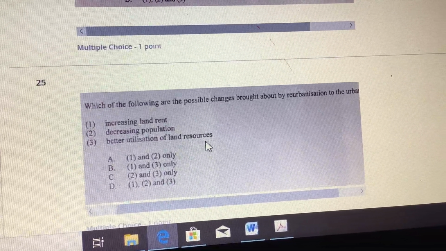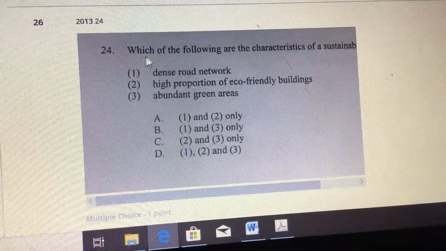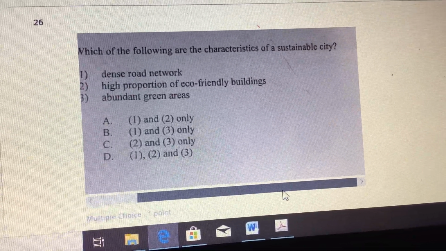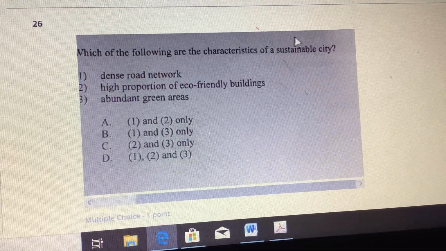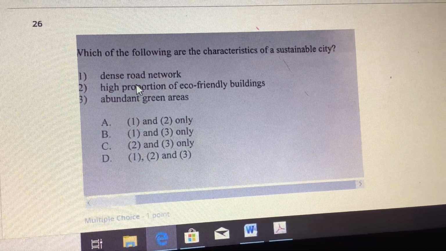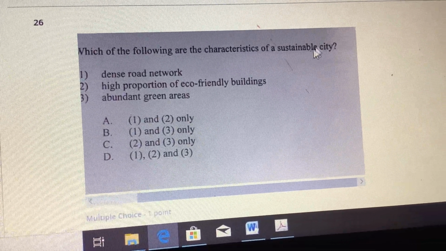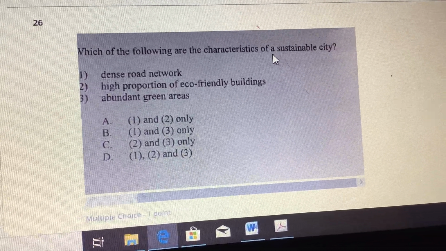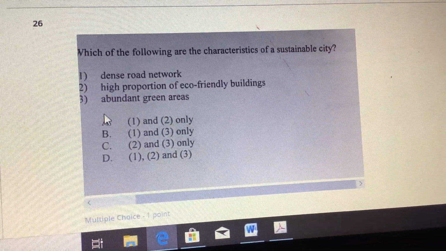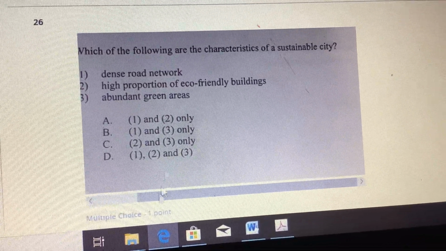And better utilization of land resource, this one is correct. Okay, and then this one: which of the following are the characteristics of a sustainable city? Dense road network, I beg your pardon, sustainable city. Well, okay, high proportion of eco-friendly buildings. This one is right, because for sustainability we have to cater to the needs of the environment. Well, okay. How about the abundant green areas? Also sustainable. Okay, number 2 and number 3.